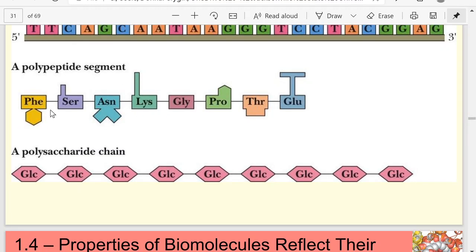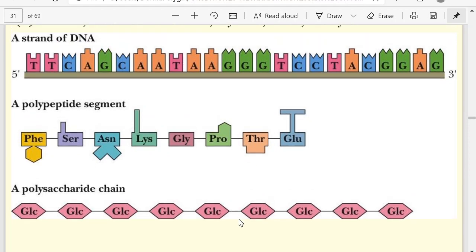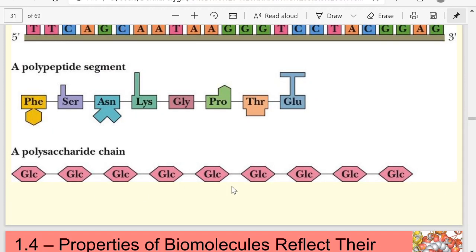And here we have a polypeptide segment, which is a small protein, and it also carries information by having this specific sequence or arrangement of amino acids. And here we have a polysaccharide chain, which really doesn't carry any information because it's just a simple chain of sugar molecules put together. It's just the same sugar molecule, glucose in this case, put together end to end. So this polysaccharide doesn't actually carry information. These are all macromolecules, but DNA and RNA can carry information, and so can a protein, but the polysaccharide doesn't really carry any information.